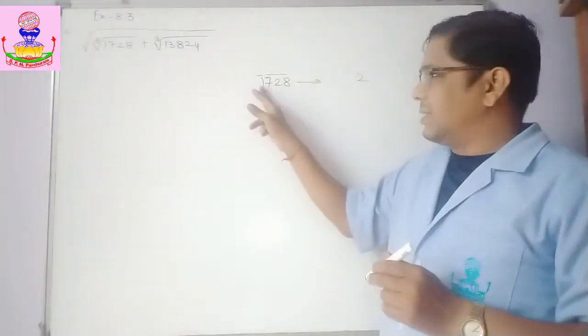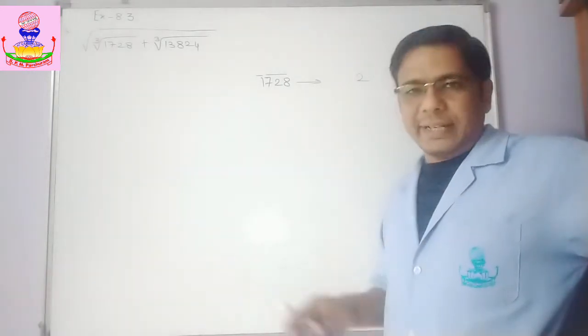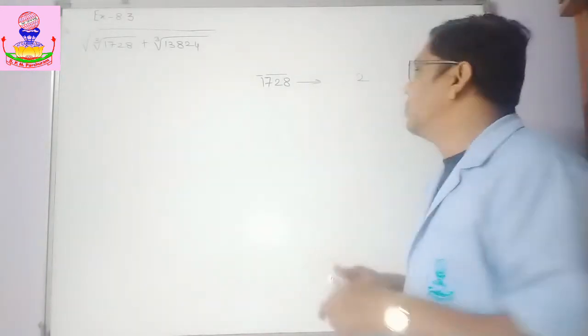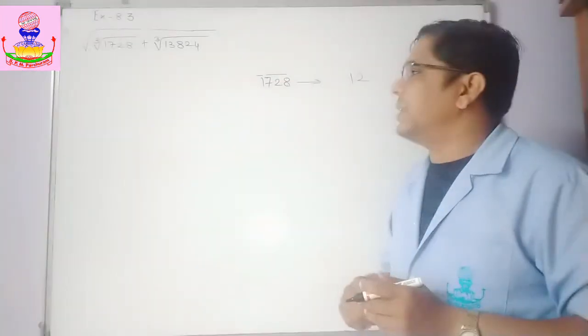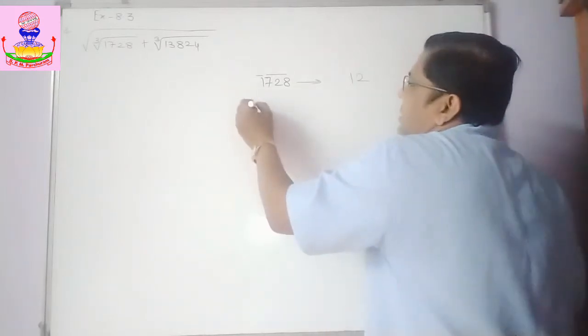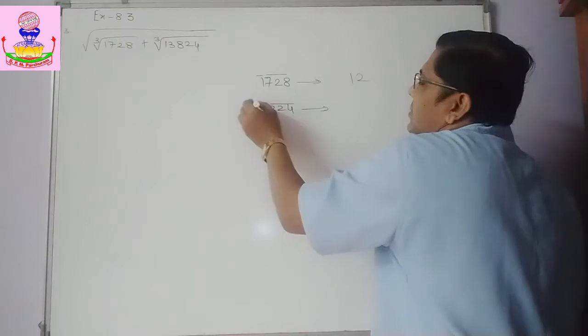Okay. Now the next group. Now there is only 1. Subtract the nearest cube or the exact cube. So 1 itself is a cube. Okay. So the answer is 12. So the cube root of 1728 is 12. Then the next number, 13,824. Again do the same thing.